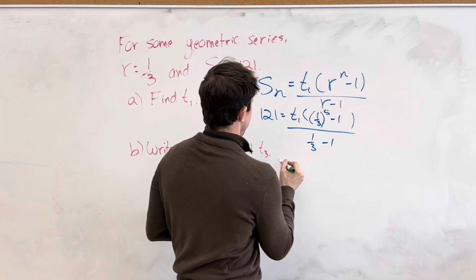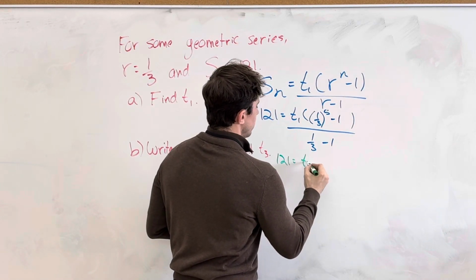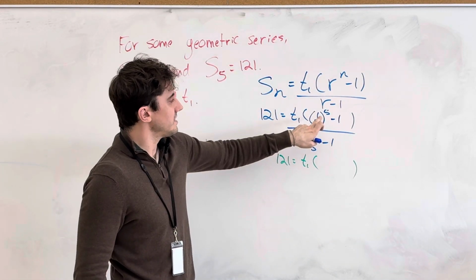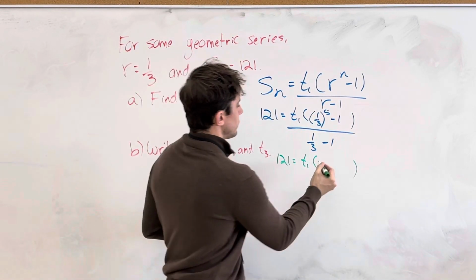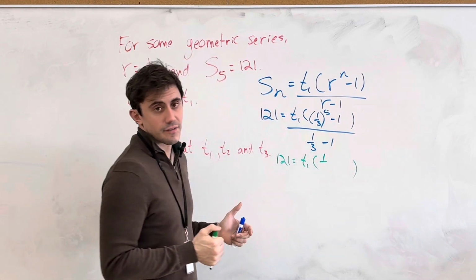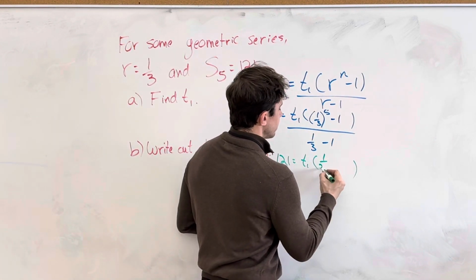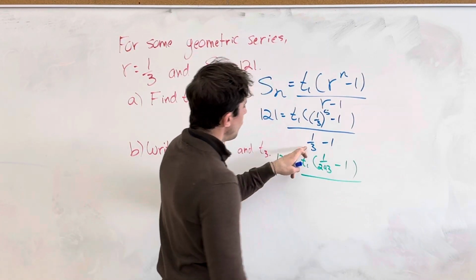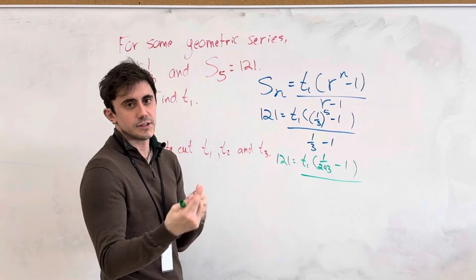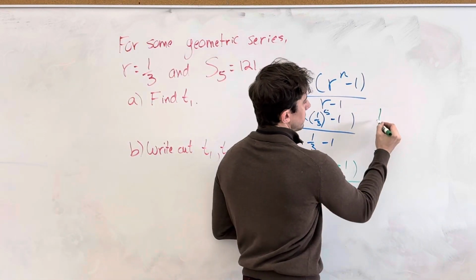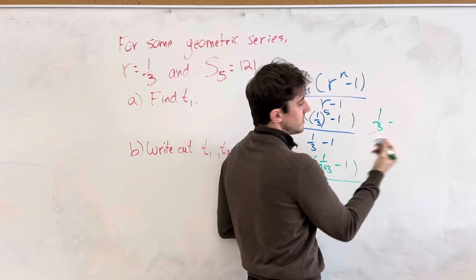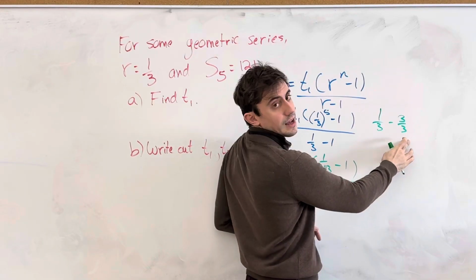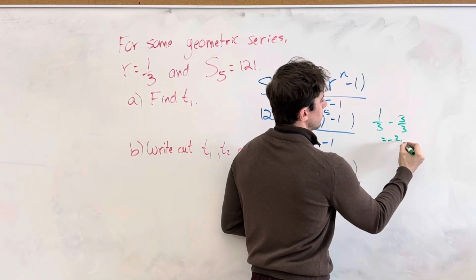First off, we can do 121 is equal to T1 times 1/3 to the power of 5. Remember the exponent of 5 tacks onto the 1. 1 to the 5 is simply 1, and 3 to the power of 5, you can use a calculator if you want, is 243. And we have 1 over 243 minus 1, all over 1/3 minus 1. Remember, to subtract with a fraction, we need a common denominator. I'll do that on the side. 1 whole is the same as 3/3, and so 1/3 minus 3/3 is negative 2/3.